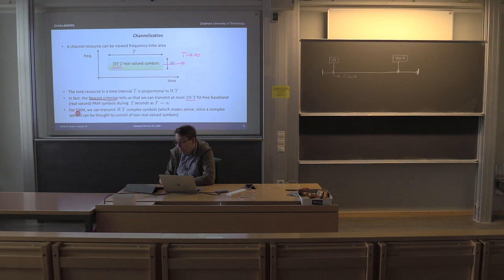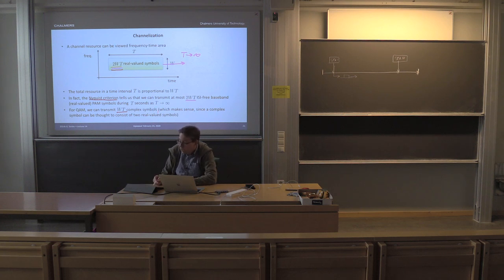If we have complex symbols, QAM, think your Wi-Fi or LTE or something like that, then we use complex symbols, and then we need 2 real symbols for each complex symbol. So we can have here WT, not 2WT, complex symbols. It makes sense, right? Because we need 2 real symbols for 1 complex symbol. Okay. So in that case, we can transmit WT complex symbols, ISI free and so forth.